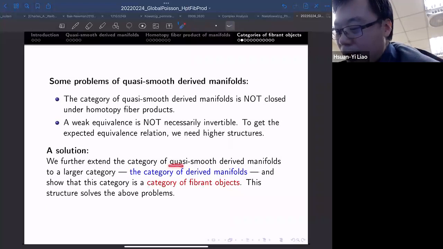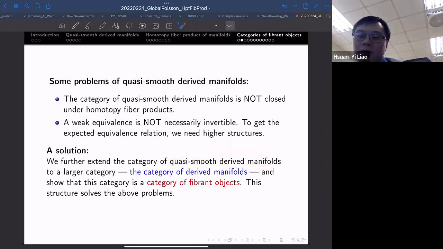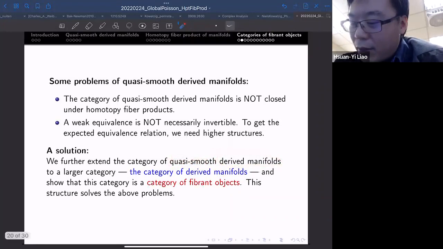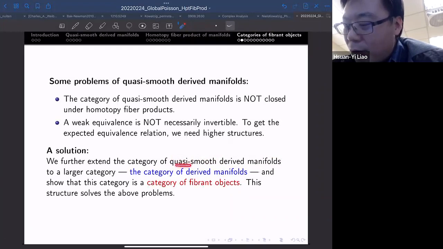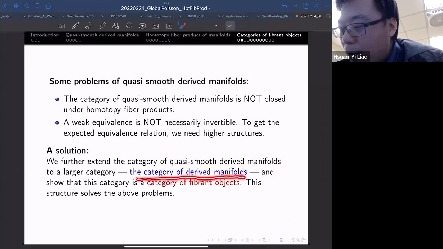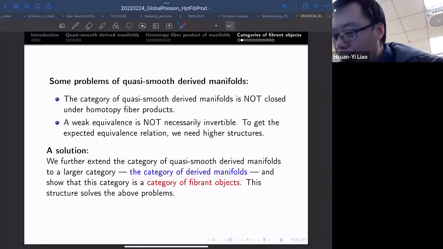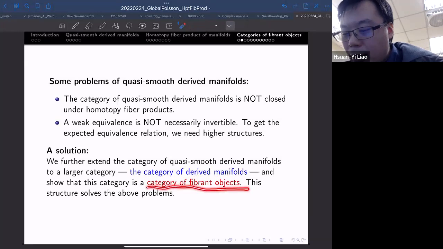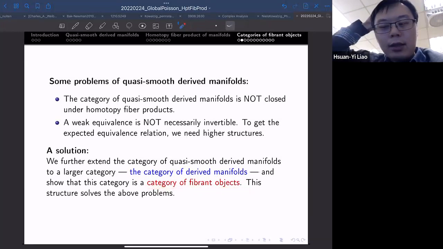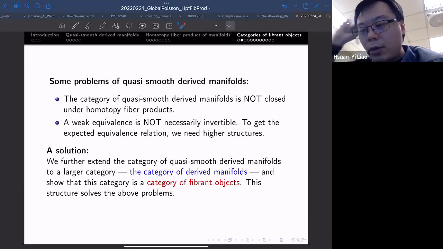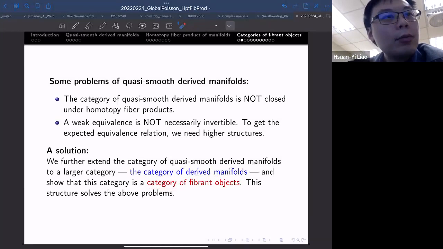And in the previous talk, I used the word quasi-smooth derived manifold. And now I want to remove the word. I want to introduce what is a derived manifold. So we just further extend this category of quasi-smooth derived manifolds to an even larger category. And that's what we call the category of derived manifolds. And this category of derived manifolds doesn't have the two problems I just mentioned. It is a category of fibrant objects, and these structures guarantee the existence of homotopy fiber product and these weak equivalences.